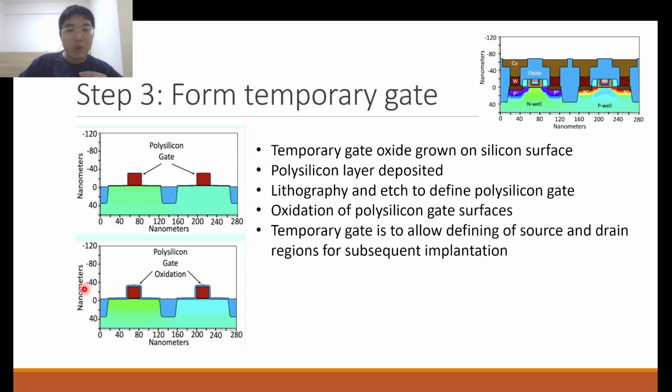And then after that, we do a quick oxidation of the surfaces of the polysilicon gate. This can be done with thermal oxidation. Since polysilicon is silicon after all, it can be oxidized into silicon oxide. As I said earlier, this temporary gate allows the defining of the locations of the source and drain regions for subsequent doping via implantation, which you'll see very shortly.